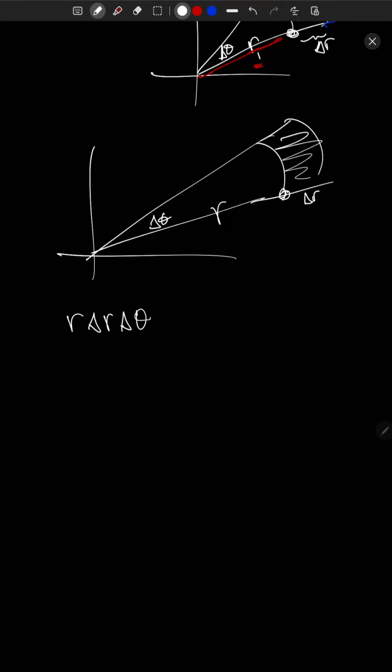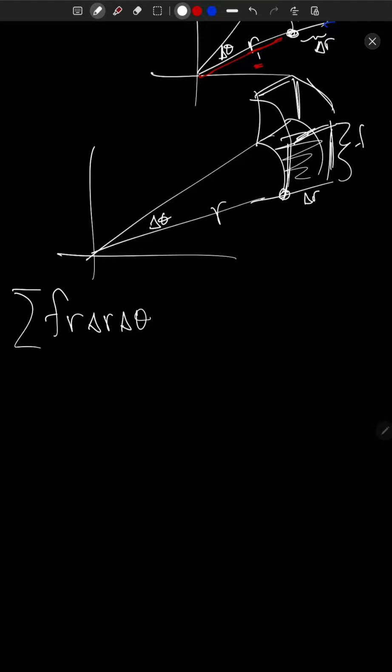Remember, we're looking at rectangular, wedge-like boxes over these small wedges, and the height was essentially the height of the function. So essentially we're adding up things like this. And again, as delta r and delta theta go to 0, we end up with the actual volume that we're looking for.